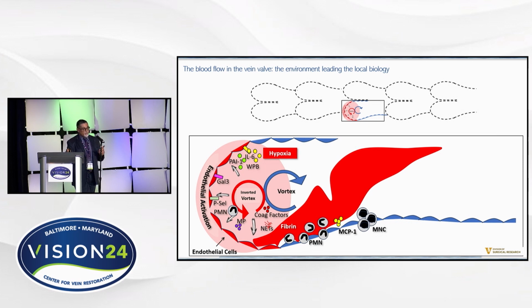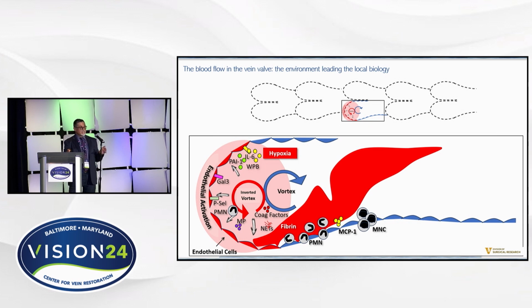Now, not everybody develops a deep vein thrombosis. We have natural anticoagulants, APC, and different systems that are protecting us from developing a deep vein thrombosis, but also a fibrinolytic system.